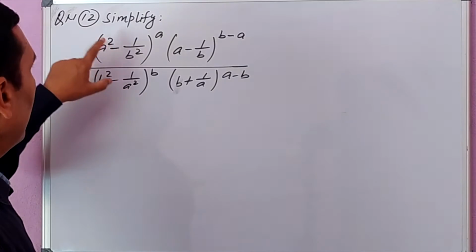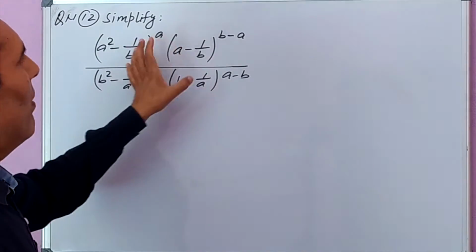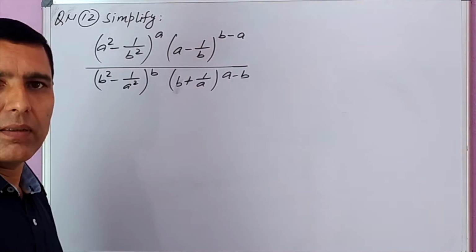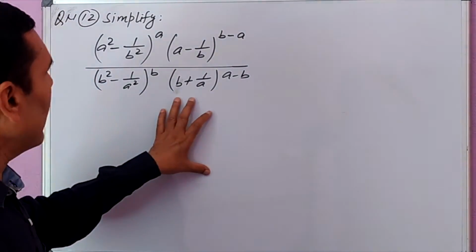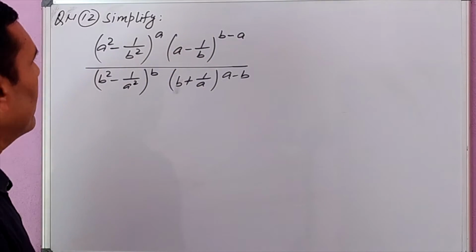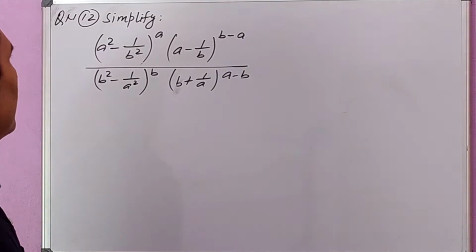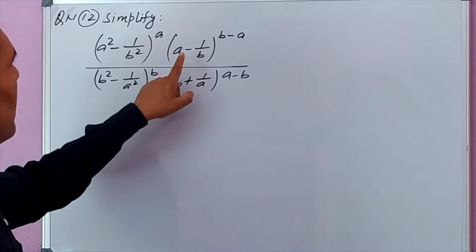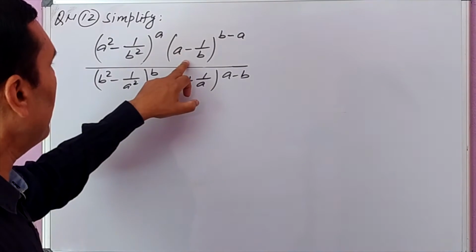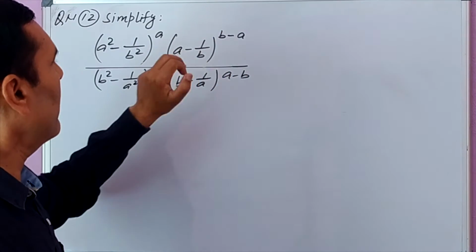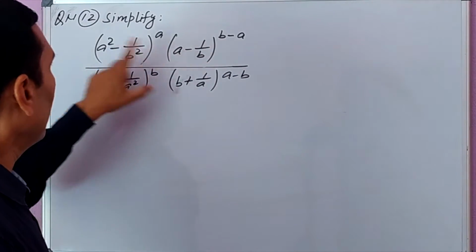The first method is just using the formula of a square minus b square here, separating the terms and keeping together the terms having the same power, raising the same power. This is one technique. Another technique is that we can cancel one factor here by using the formula of a square minus b square, and this a minus 1 upon b has the power b minus a. It is a minus 1 upon b to the power b upon a minus 1 upon b to the power a. We get the same factor here also.